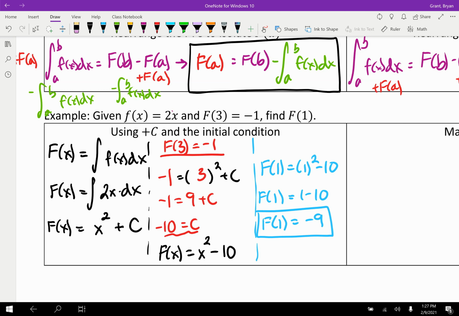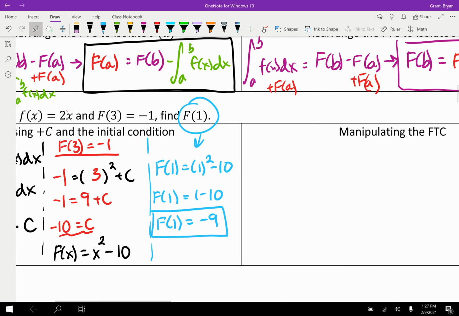We have seen this process before. It's nothing too new. I think in the past we probably stopped with finding the equation. We didn't have to evaluate something else in that equation. But either way, nothing too crazy. But let's see how it can be done using the fundamental theorem.